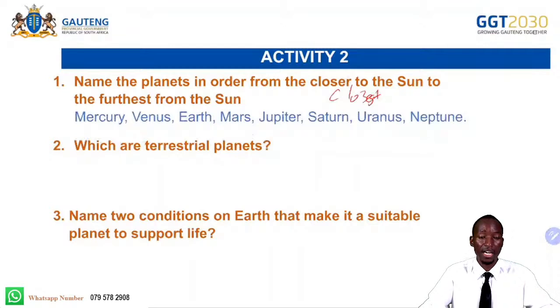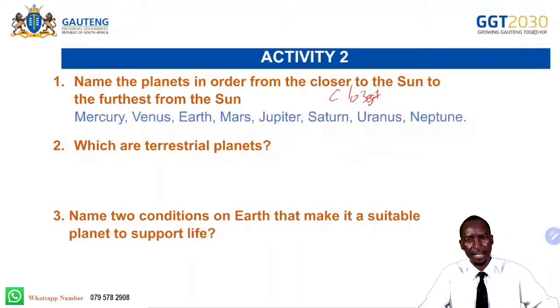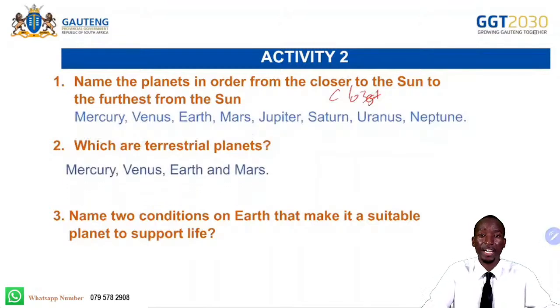Number two, supposed to state which planets are called terrestrial planets. Remember, terrestrial planets are those planets which are found in the inner region of space around the sun, and also they are referred to as terrestrial planets because of their rocky surfaces. These planets are Mercury, Venus, planet Earth, and Mars.